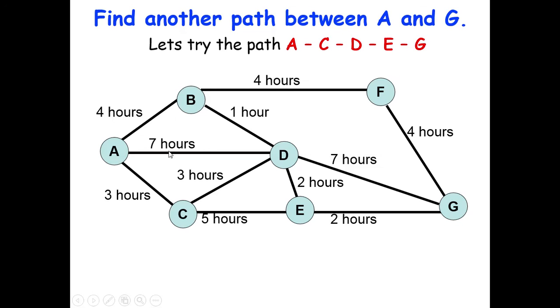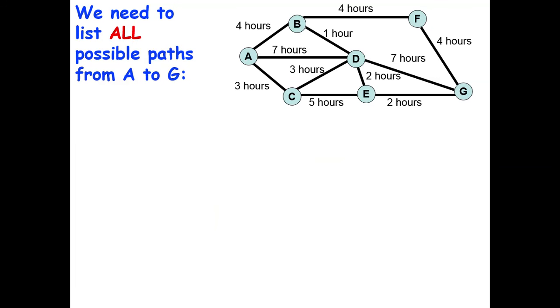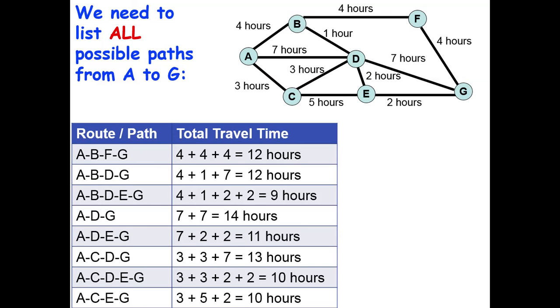Or I went straight from A straight across to D and then to G. Or from A to D and then down to E and then across to G. Or A to C up to D down to G. Or A to C across to E and then across to G. So I've got to look at all of those different possible pathways. And that's what I have got in this little table here. I've calculated every single possible path, and I've worked out what the travel time would be for every one of those paths.